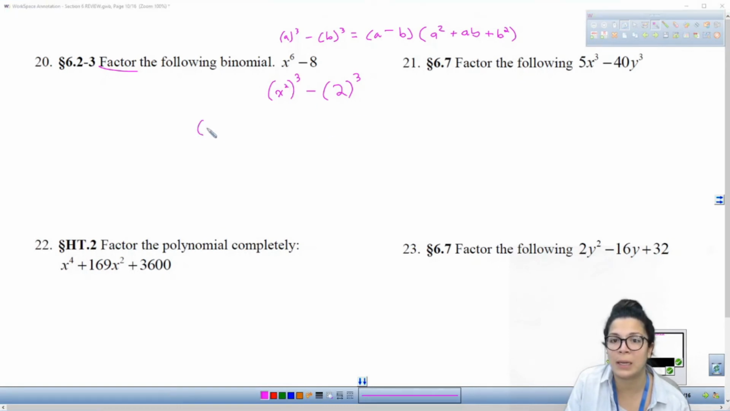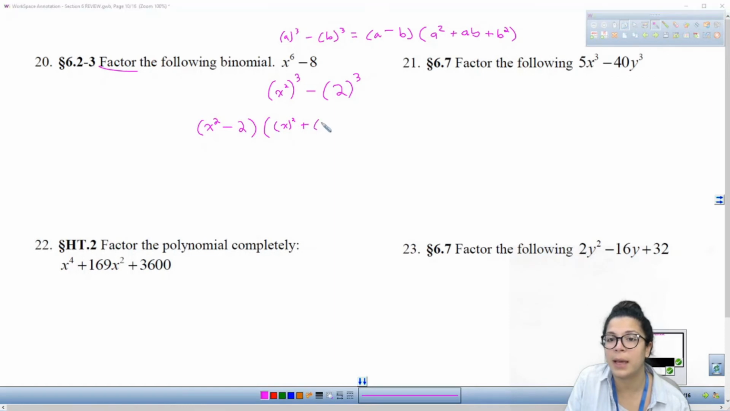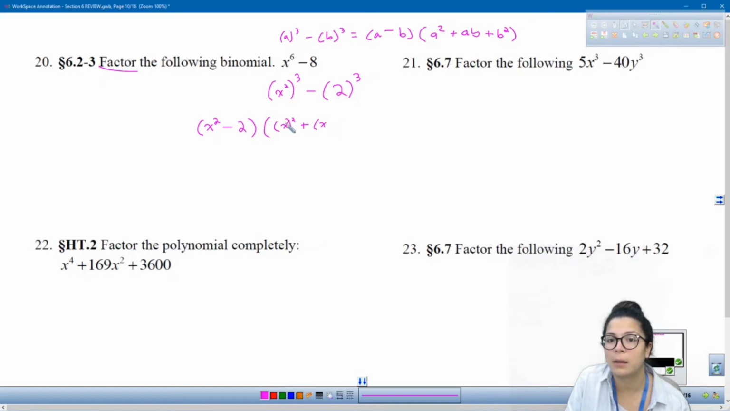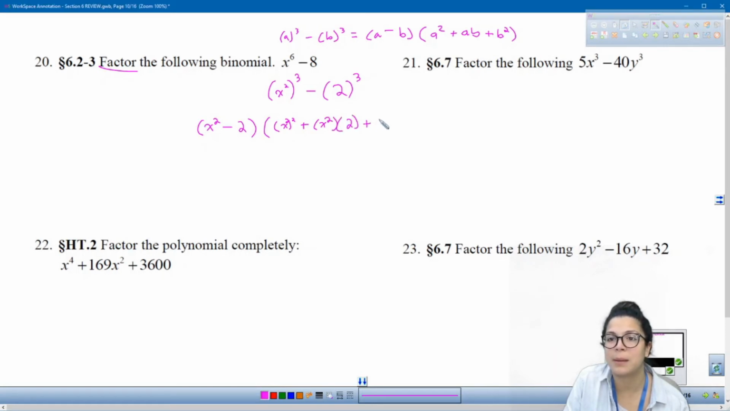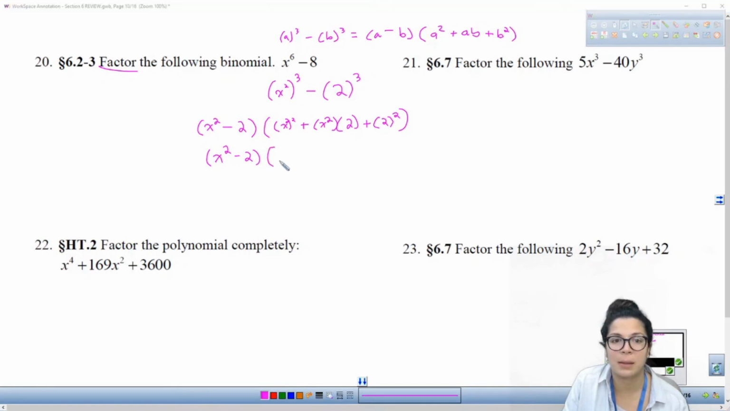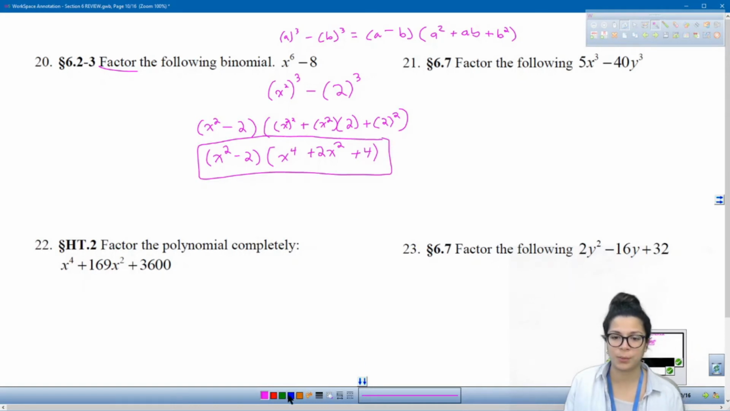So your a value is x squared, your b value is 2. Let's go ahead and use the identity. A minus b times a squared plus a times b plus b squared. Now all we have to do is simplify this trinomial. X squared squared is x to the power of 4. X squared times 2 is 2x squared. 2 squared is 4. And that's all she wrote.